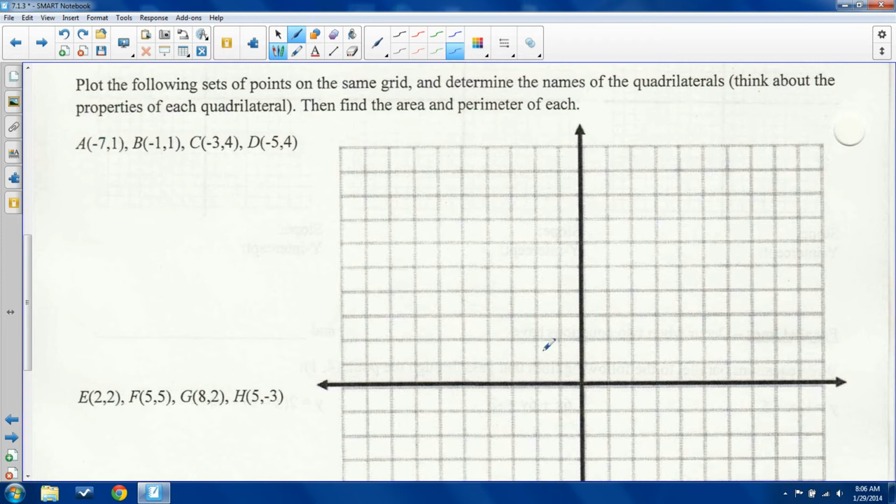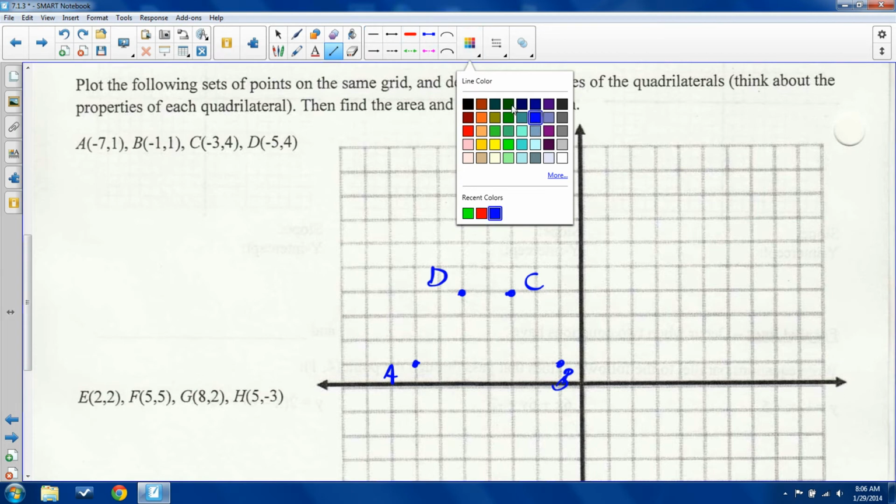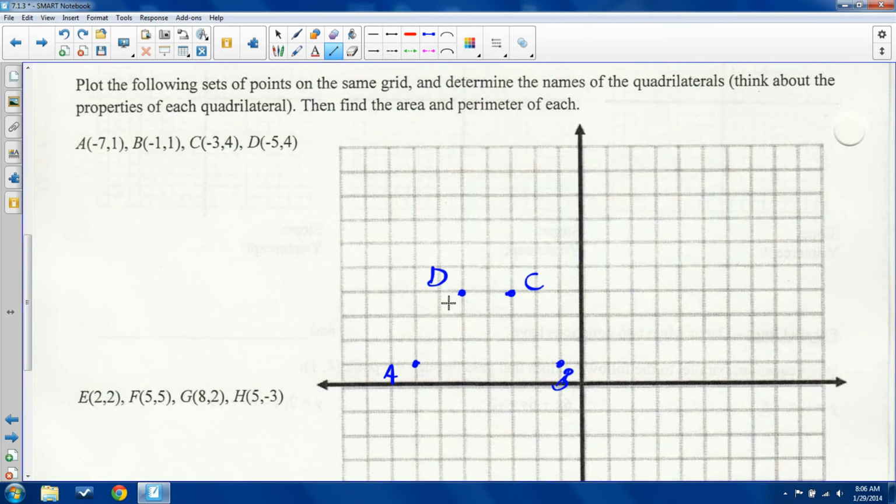A is negative 7, 1. So I go 1, 2, 3, 4, 5, 6, 7, and 1. There's A. B is negative 1, 1. Right there. C is negative 3, 4. And D is negative 5, 4. And then you go ahead and you connect those dots. Let's make sure I'm not looking at a, there we go.